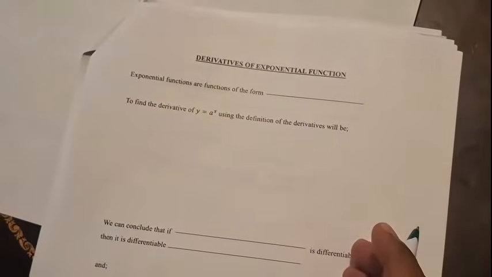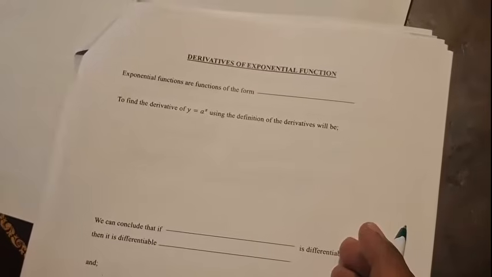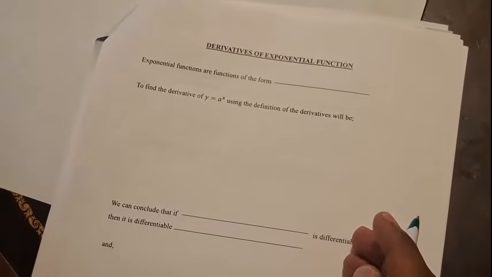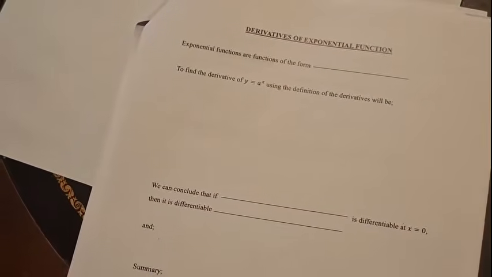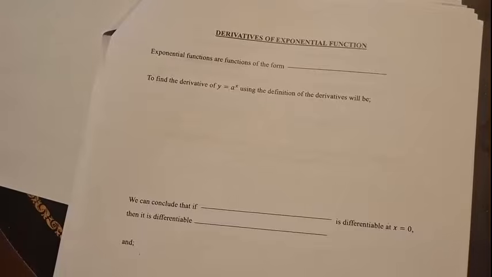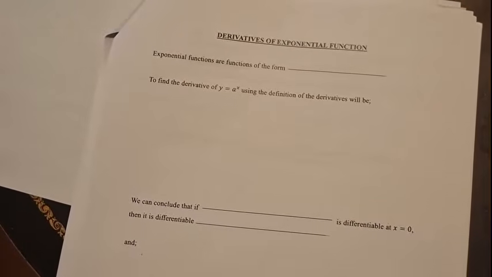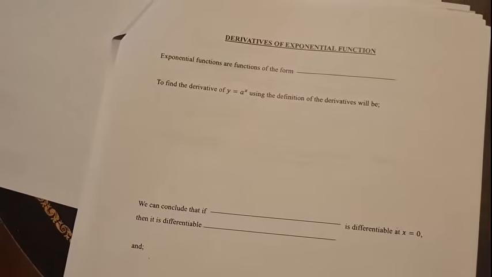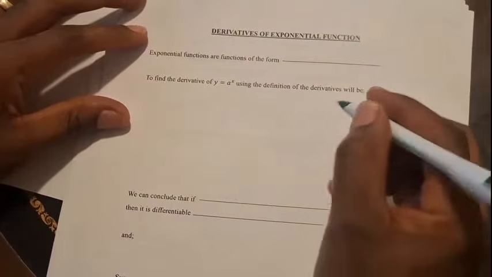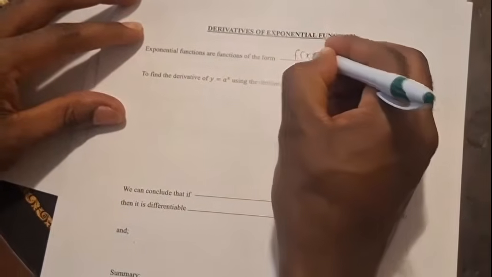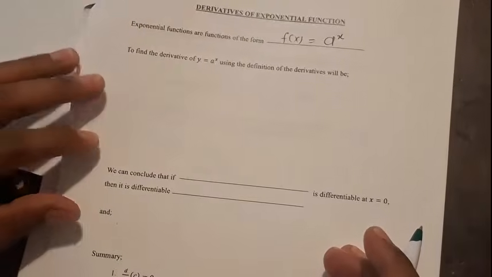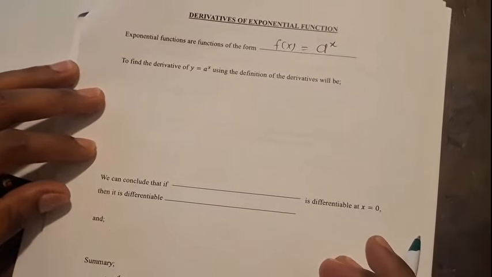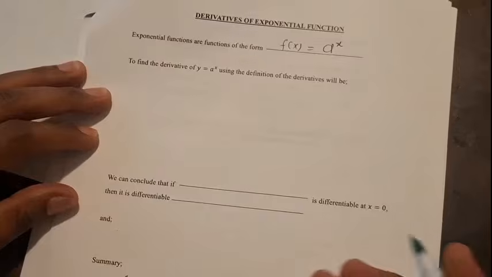So the next thing we talk about is to find the derivative of an exponential function. We are not going to go into detail of it. We just want to find out if the exponential functions are differentiable at the point x is equal to 0. So we say exponential functions are functions of the form f of x is equal to a exponent x, where a is constant. So let's try to find the derivative of these exponential functions using the definition of derivatives.